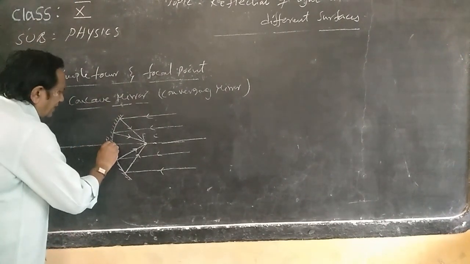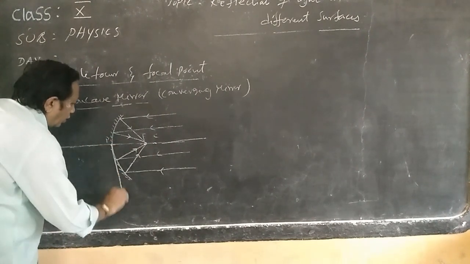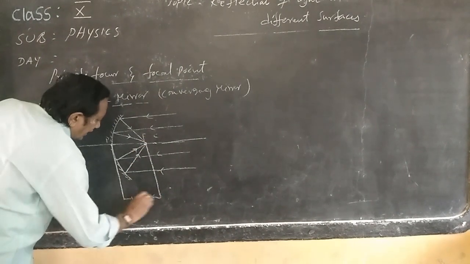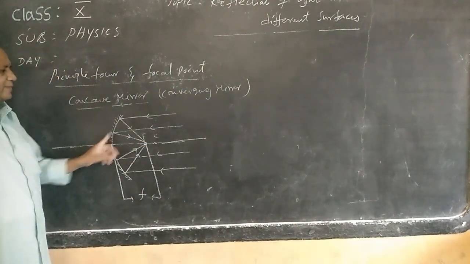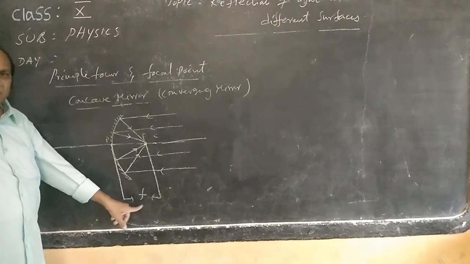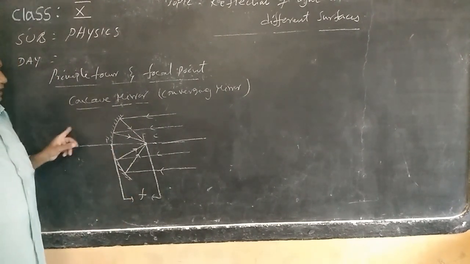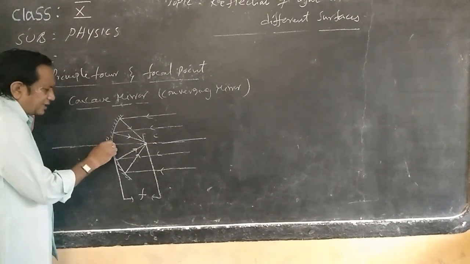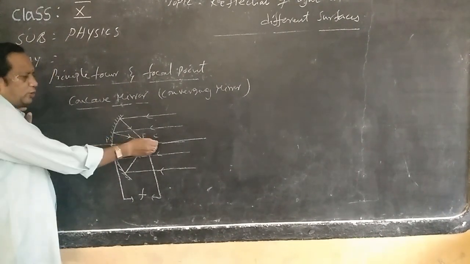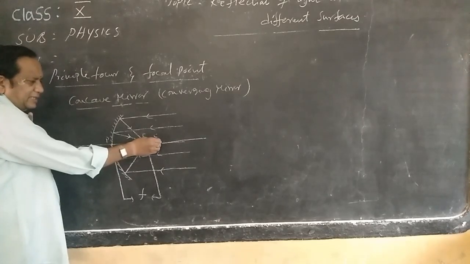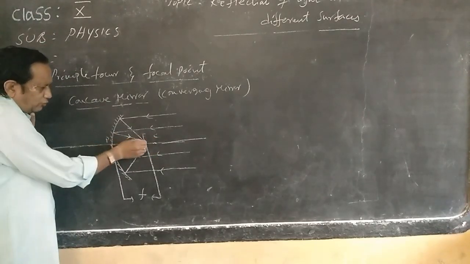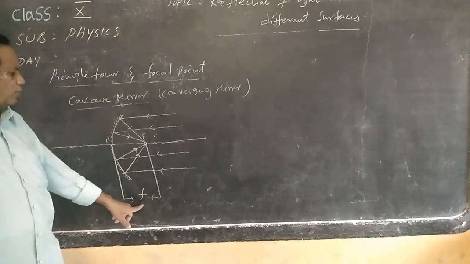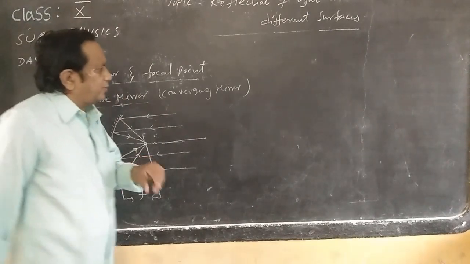Now the distance between pole and focus is considered the focal length. Remember that. The distance between pole and focus is the focal length of the mirror. Every distance is to be measured from the pole. So pole to center of curvature is the radius of curvature. From pole to focus is the focal length. Focal length, f, small letter we have to use. This is in case of concave mirror.